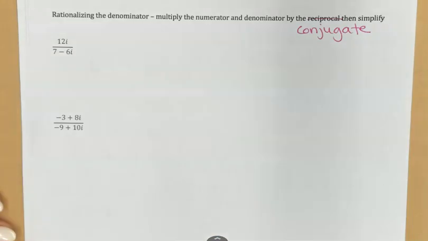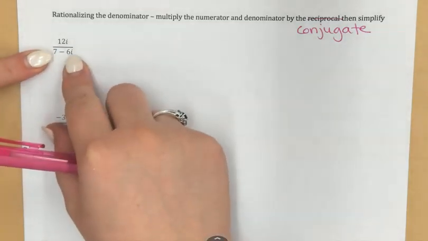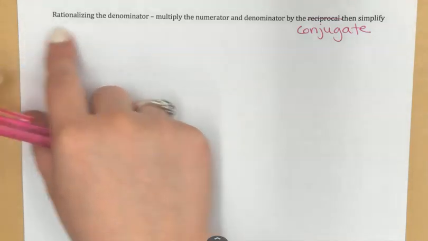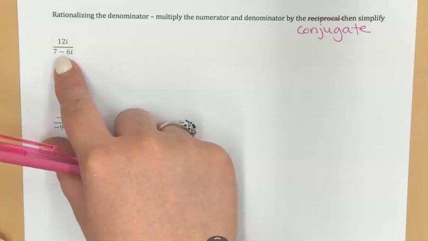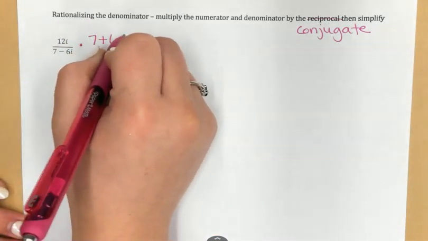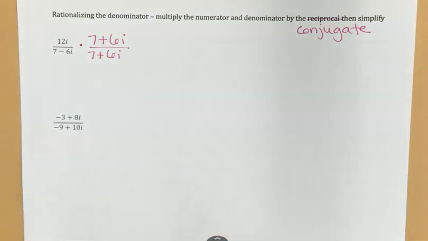of your denominator. What that looks like is you take your two terms, those stay the same. All you're changing is in between, whether it's going to be addition or subtraction. So on this first example, I have 7 minus 6i, so my conjugate will be 7 plus 6i. And anything I do in the bottom, I have to do in the top.